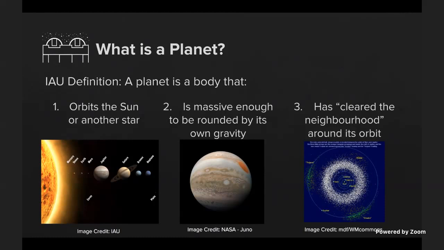Clearing the neighborhood means that the planet's orbit is relatively free of dust particles from the star's protoplanetary disk, and this process occurs during the early life of the planetary system, which you'll learn more about in a little bit. Other definitions of planets also include the condition that they must not be massive enough to undergo thermonuclear fusion, which is the process by which a star burns and gives off energy.